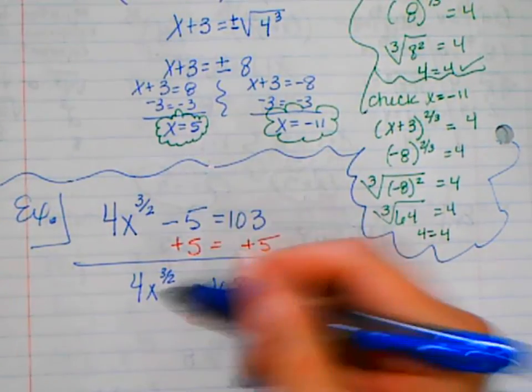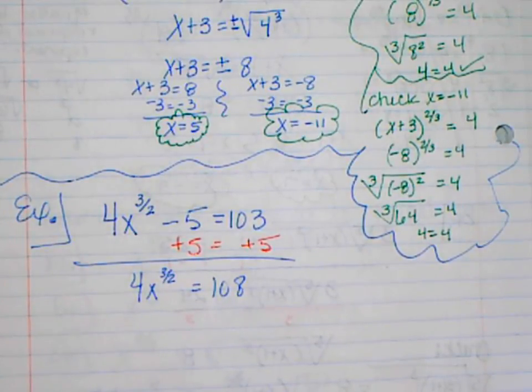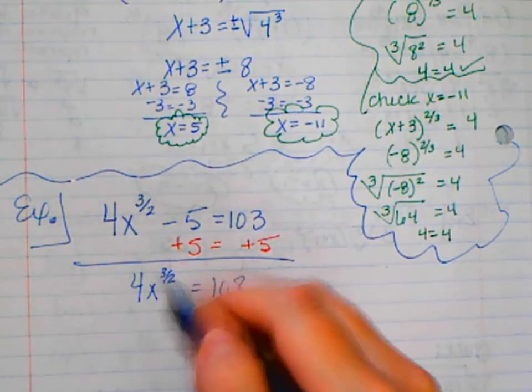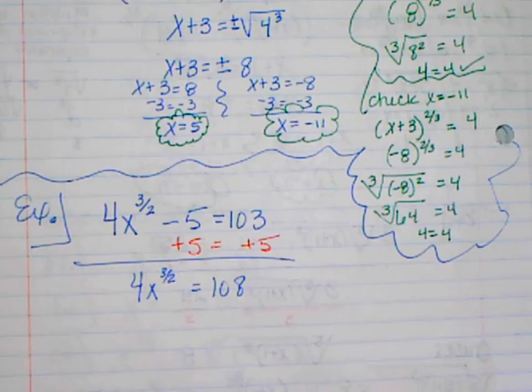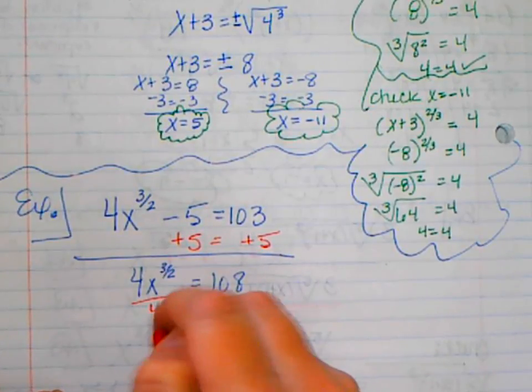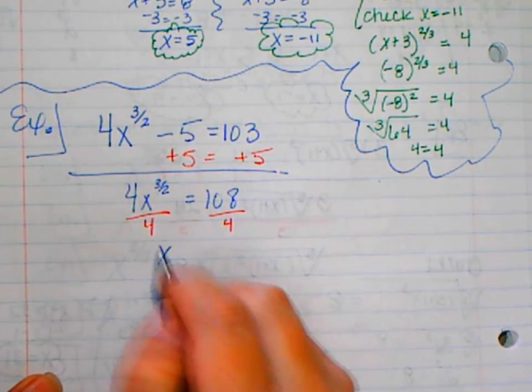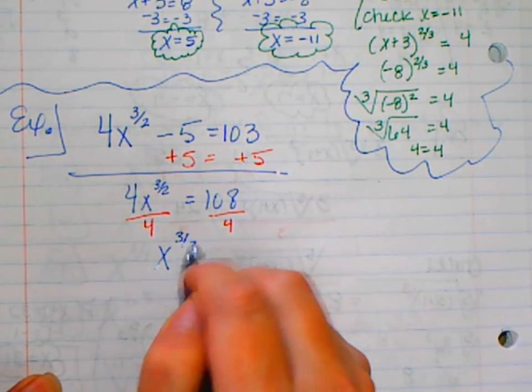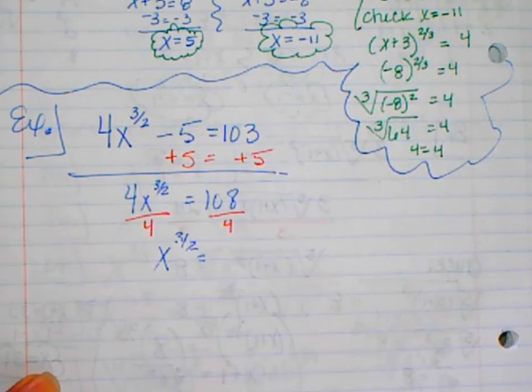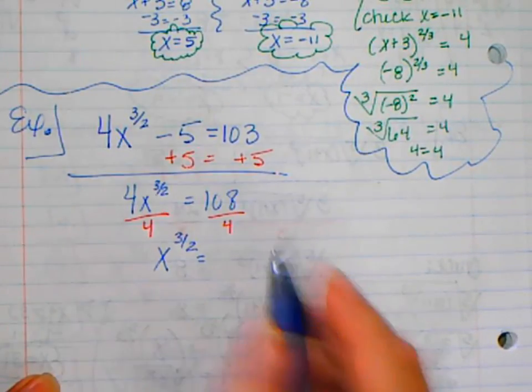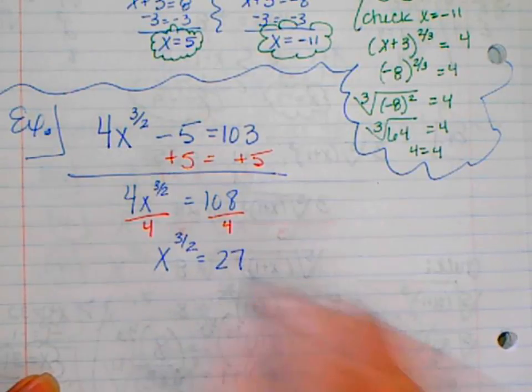Because what's 4's exponent? 1. If this was in parentheses and the whole thing was being raised to the 3/2, then yeah, we would turn it into a radical at this point. But it's not. So that 4 has an exponent of 1. We got to get rid of it. It does not go under the radical. So we have x raised to the 3/2 equals, what is 108 divided by 4? 27.